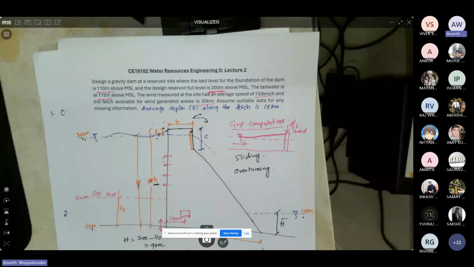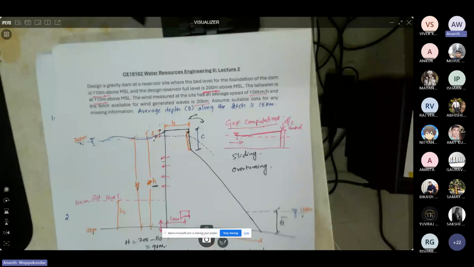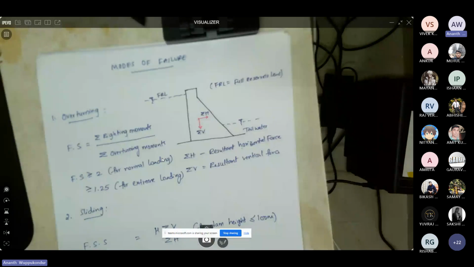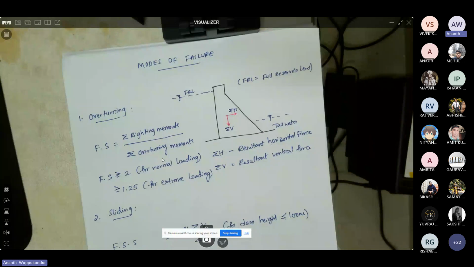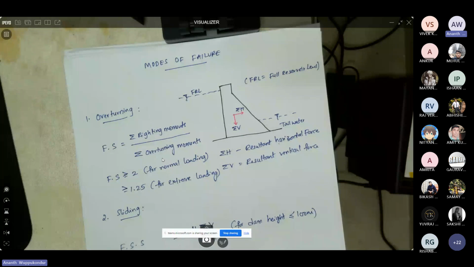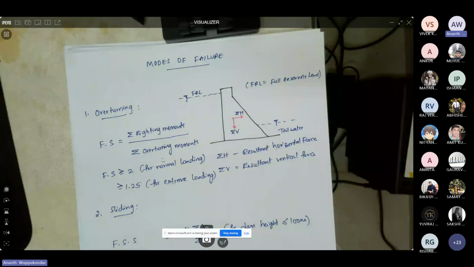So last time we did this problem, we started and calculated the forces on the dam. Now today what we are going to see is the modes of failure of gravity dams and what are the factors that we need to consider when estimating the stability of the dam. So in today's class, I'm not going to show you any numbers. So I will upload a tutorial sheet along with some example problems with solutions so that you can solve yourself or you can try along with the solutions. But today I'm going to talk you through conceptual things of stability of gravity dams.